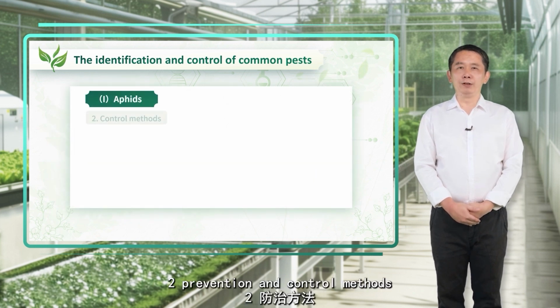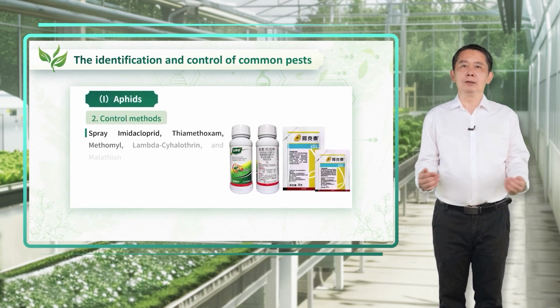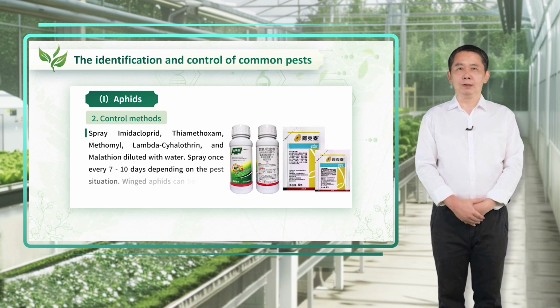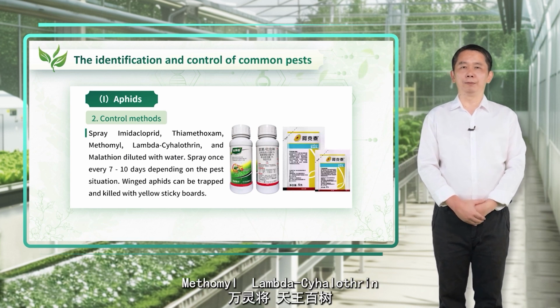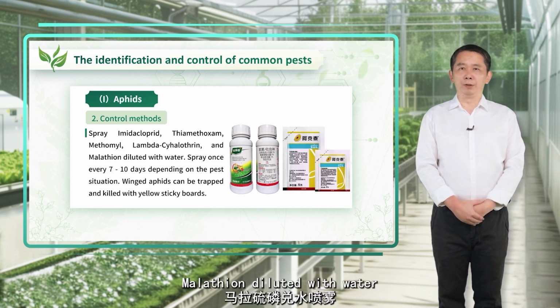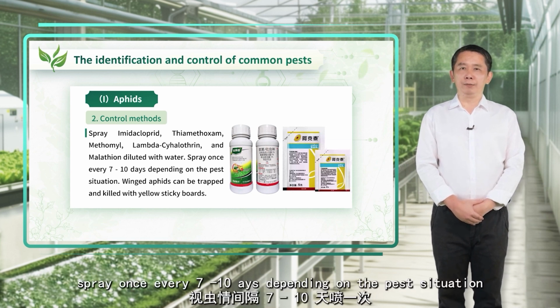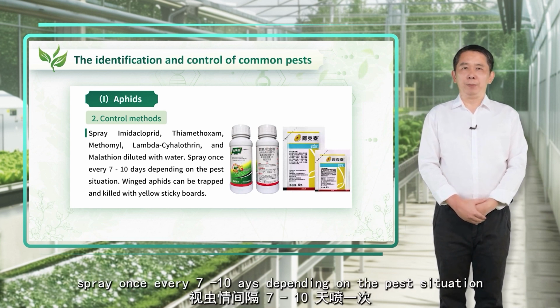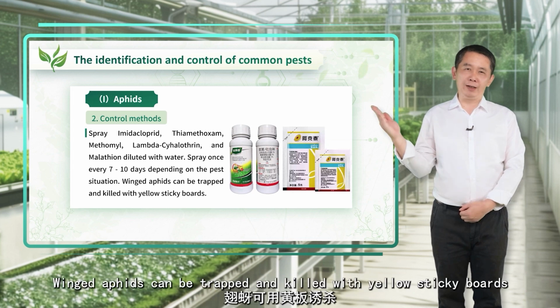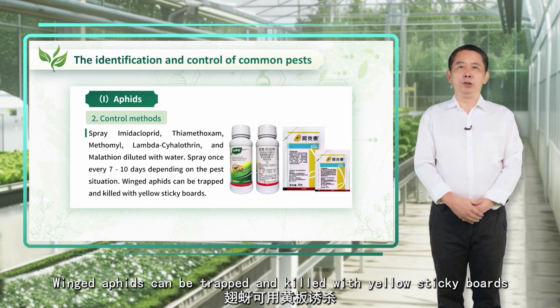2. Prevention and control methods. Imidacloprid, Actera, methomyl, Tolstar, and Malathion can be mixed with water for spraying. Spray once every 7-10 days according to the pest situation. Winged aphids can be trapped and killed with yellow boards.